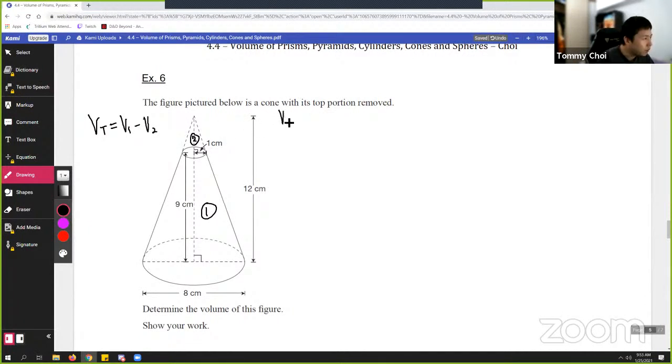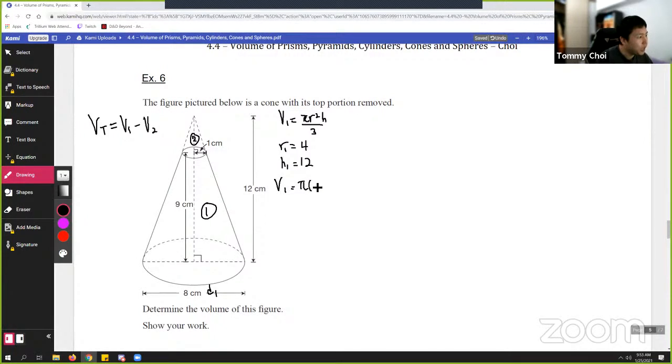So for V1, it's a cone, like was stated. So it's pi r squared h divided by 3. And let's write down what we know. We know what r is. It's supposed to be 4 because the diameter is 8. D1 is 8, so the radius, R1, is 4. And then H1, which is the height of the first cone, is 12. It gives you the whole height over here. Okay, and so we can plug that in.